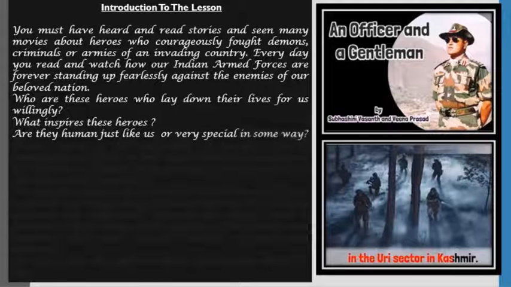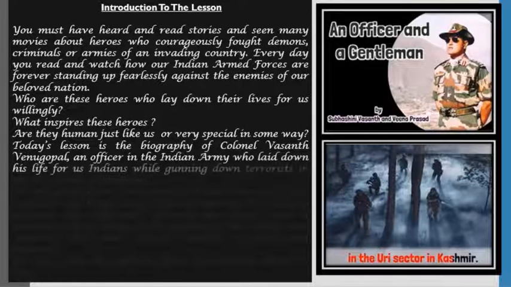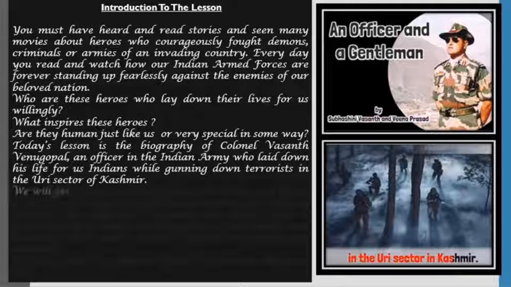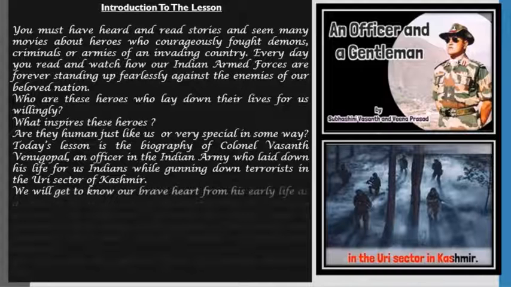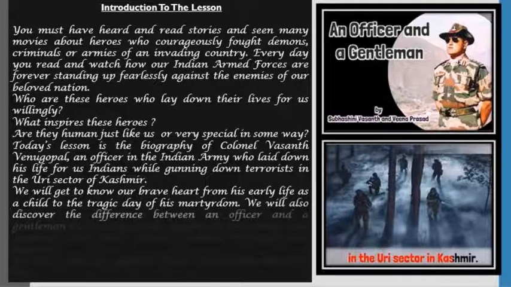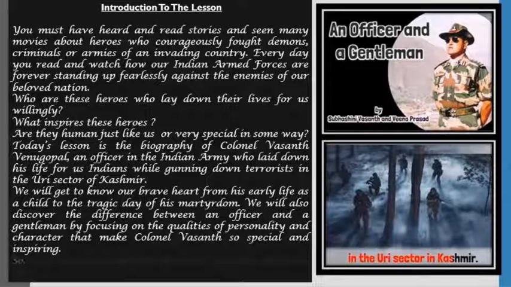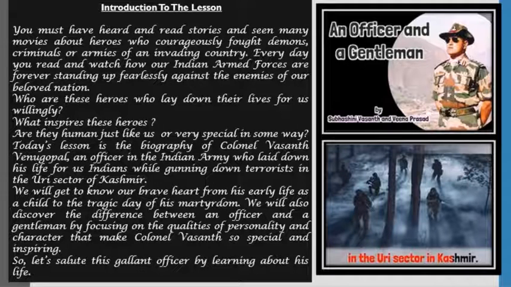Today's lesson is the biography of Colonel Vasant Venugopal, an officer in the Indian Army who laid down his life for us Indians while gunning down terrorists in the Uri sector of Kashmir. We will get to know our brave heart from his early life as a child to the tragic day of his martyrdom. We will also discover the difference between an officer and a gentleman by focusing on the qualities of personality and character that make Colonel Vasant so special and so inspiring. So let's salute this gallant officer by learning about his life.